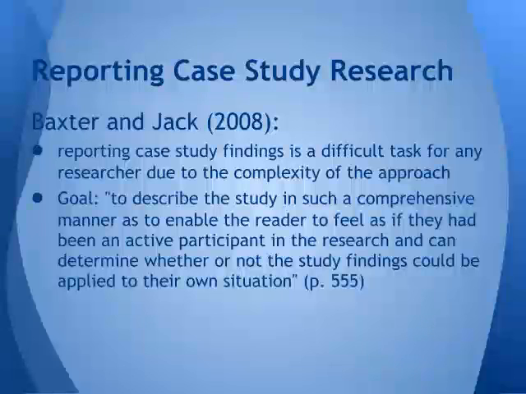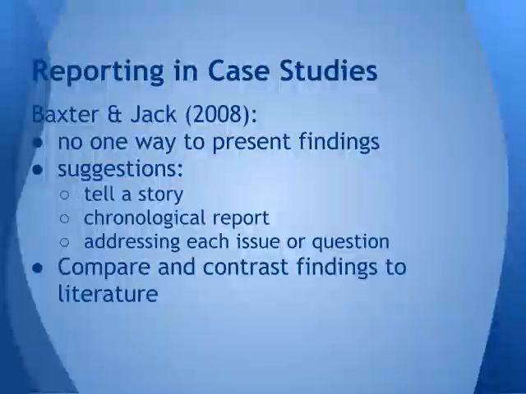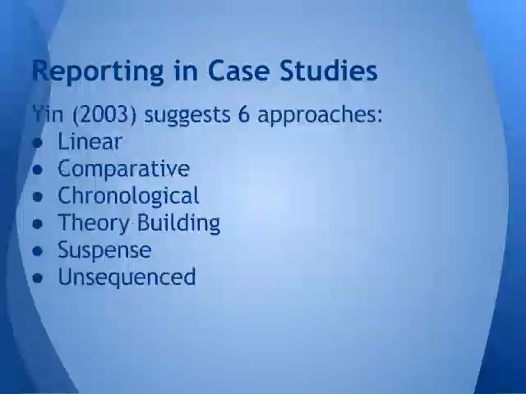The goal is to describe the study in such a comprehensive manner as to enable the reader to feel as if they have been an active participant in the research and can determine whether or not the study findings could be applied to their own situation. They suggested that there is no one way to present the findings, but they gave some suggestions: tell a story, give a chronological report, address each issue or question, and compare and contrast findings to literature. Yin also suggests 6 approaches, which could be linear, comparative, chronological, theory building, suspense, or unsequenced.